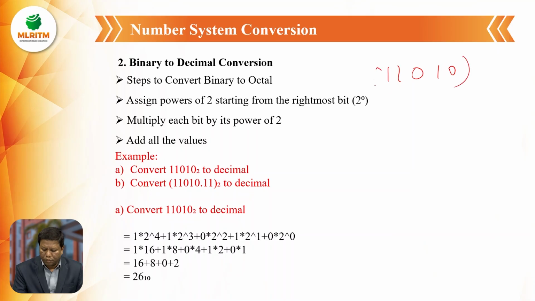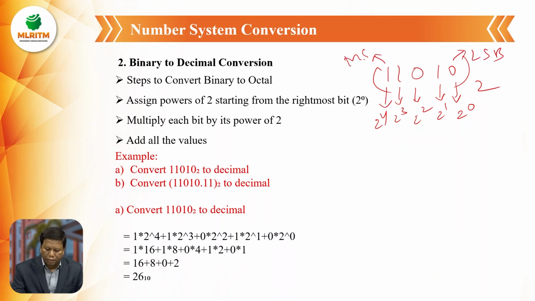11010 to the base 2. This is the binary number which we are converting into a decimal value. 2 power 0, 2 power 1, 2 square, 2 cube, 2 power 4. Here 0 is the LSB. Here 1 is the MSB.